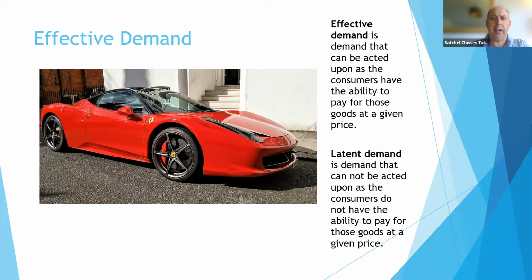So effective demand is a demand that can be acted upon. So as I said previously, I could quite easily go out now and buy myself a bar of chocolate. I've got the money in my pocket. So that's effective demand. Latent demand is my demand for that Ferrari. I want a Ferrari, but I haven't got the money to buy a Ferrari. So that want will have to go unsatisfied, and it's latent demand because I have no ability to pay for that good. Now, what we're going to focus on in this video is effective demand, demand that we can act upon.